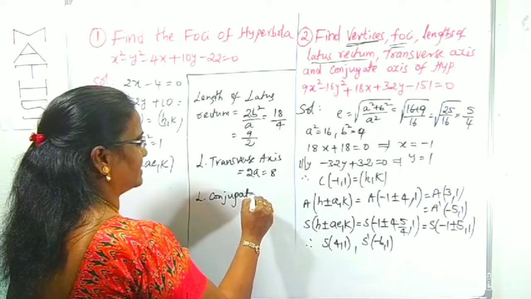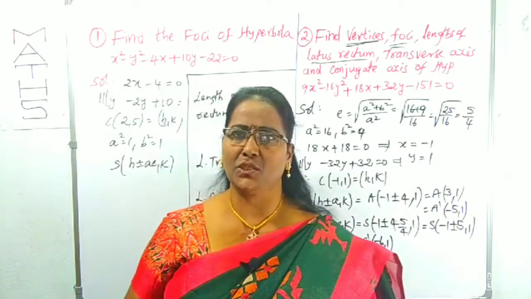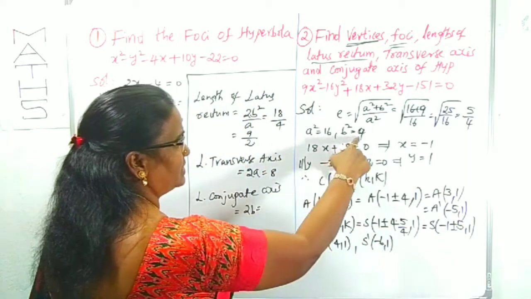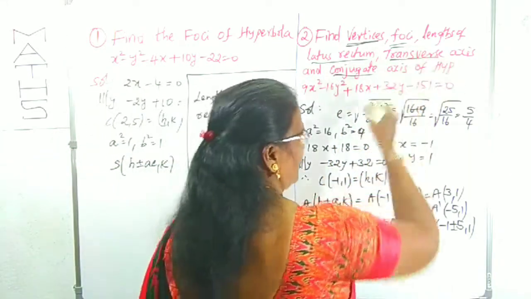Conjugate axis. What is that? Length of conjugate axis is 2b. That is 2 into b, 2b. b is 3, so 2 into 3 is 6. These two parts are also closed.